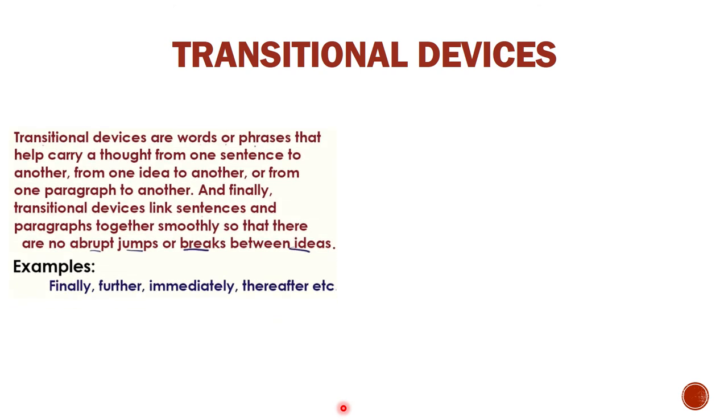I will separately deal with this topic, but at the moment I can tell you that there are some transitional devices that we use when we write paragraphs, essays, or anything which is interrelated in thought. Now, these transitional devices are actually words or phrases that help carry a thought from one sentence to another, from one idea to another, or from one paragraph to another. And finally, transitional devices link sentences and paragraphs together smoothly so that there are no abrupt jumps or breaks between ideas.